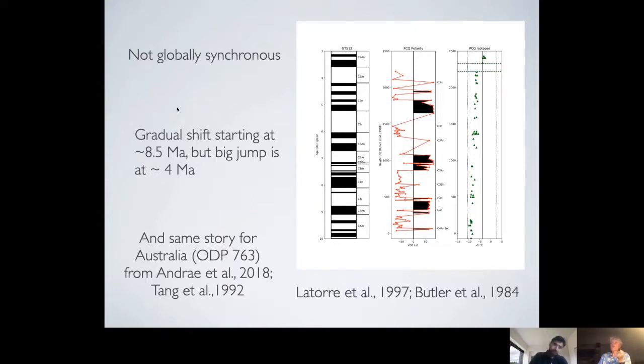and it's a gradual shift starting at about 8.5. You get the same picture from ODP core 763 from near Australia using leaf waxes, and from Andre and from Tauxe. And so there's a lot of evidence that Australia and South America transitioned much later.